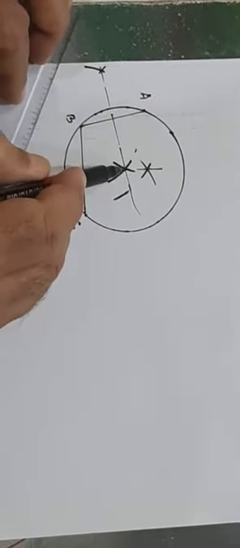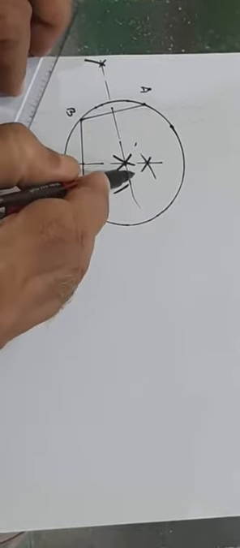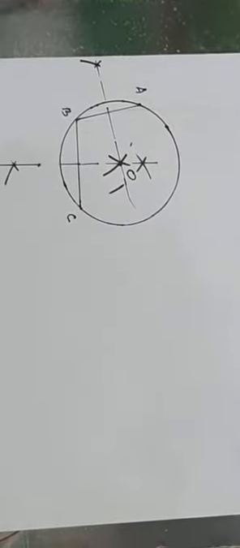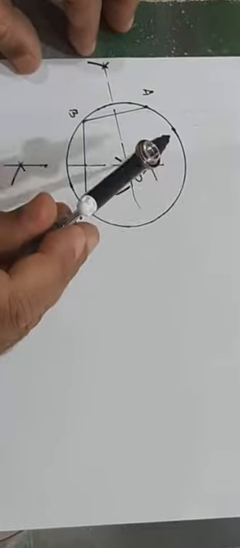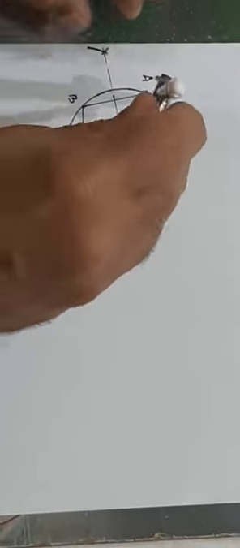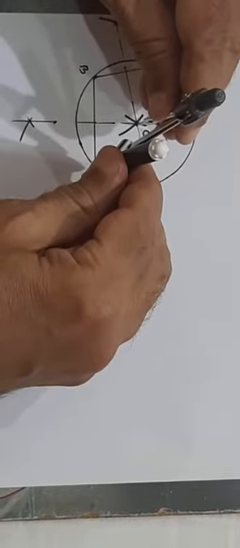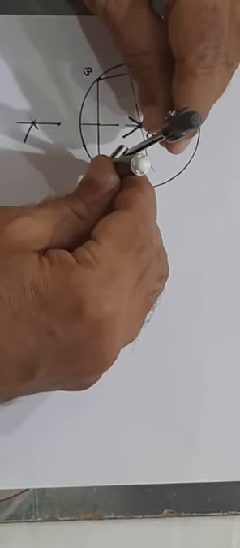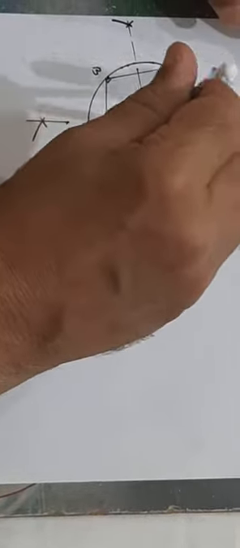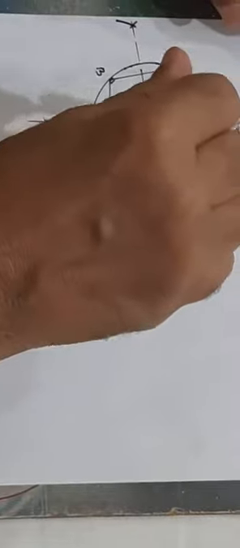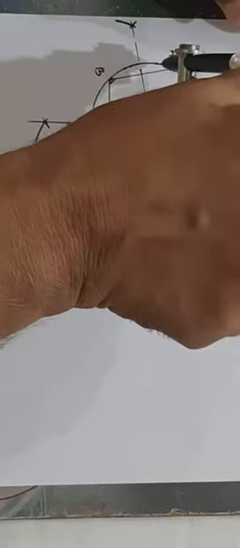So this is the point. Name this point as O. Now taking O as the center and OA, OB, OC as the radius, draw the circle. So this is C then. You will see that this circle is coming.